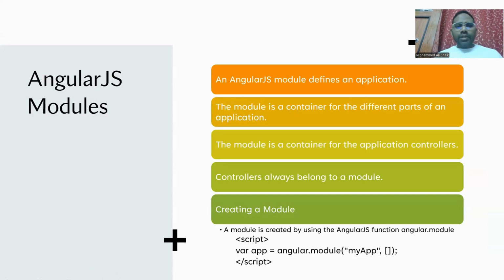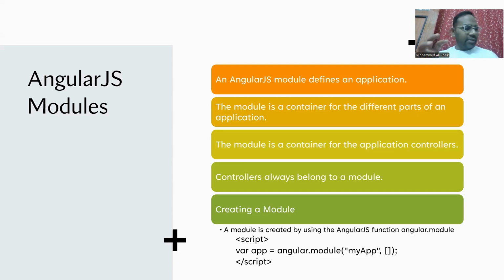AngularJS modules define an application. Whenever we want to create anything in AngularJS, it is called an application, whether it is for a banking site, an application for a shopping site, or any other requirement. A module is a container for the different parts of an application.